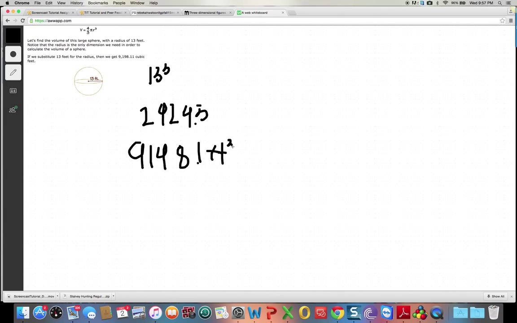So again, you need to pay attention to your measurements, plug them into whichever formula you are looking at, and multiply it all the way to the end, and then round to the nearest tenth unless you are otherwise told to round to a different number.